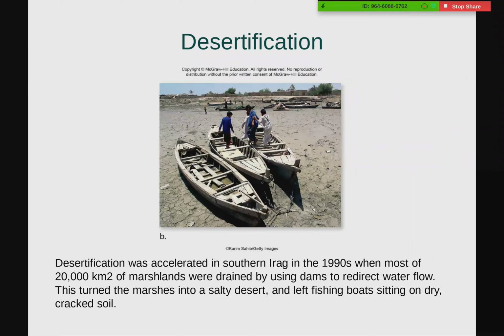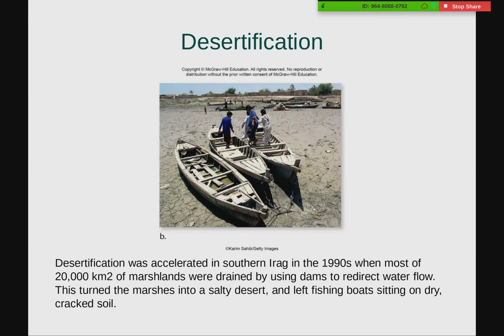Now, one of the other common things we see in soils is this idea of desertification. We see this here in Iraq in the 90s, where things got so dry that soils which were normal, in this case where boats were, became completely deserts because of so much loss of water.